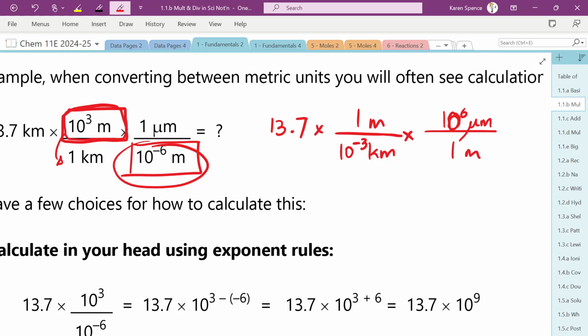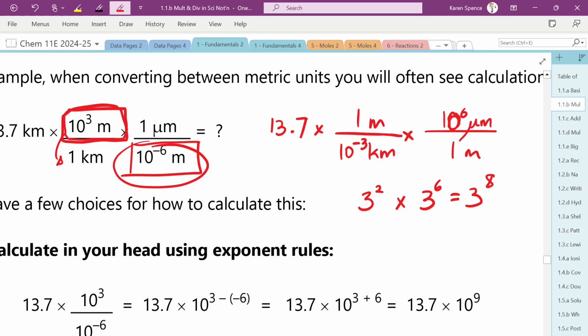Yeah? Another thing that you should know about exponents, if you had 3 times 3 to the power of 2 times 3 to the power of 6, that would equal 3 to the power of 8, okay? Because it's 2 plus 6.